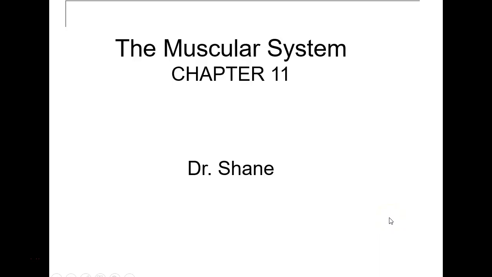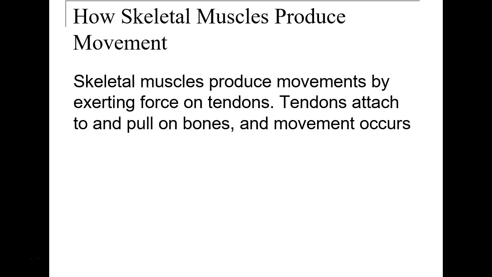Today we will look at the muscular system through chapter 11. So we are going to talk about how muscles can move the body. Here we see that skeletal muscles produce the movement by exerting force on tendons. The tendons are what actually attach to the bones, and this is how movement is produced.